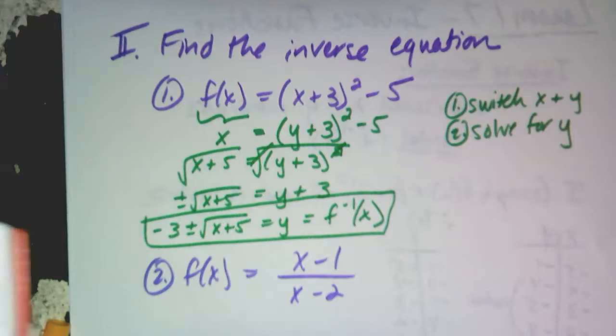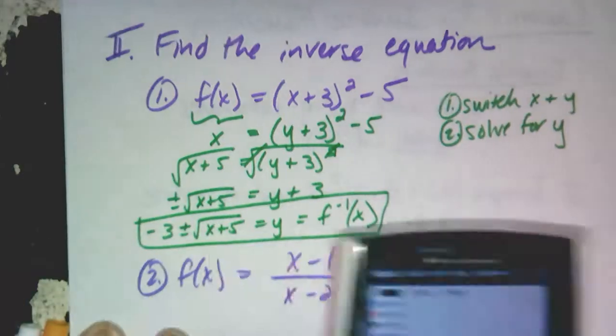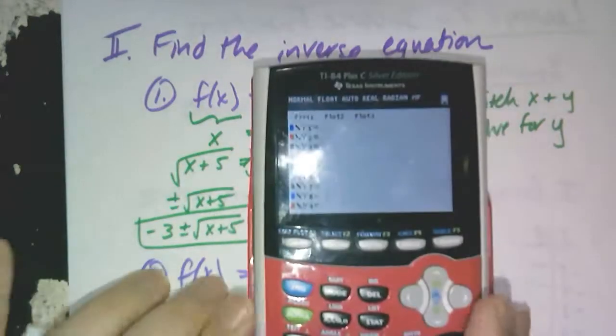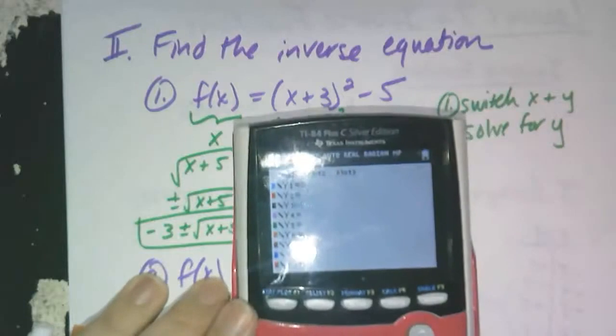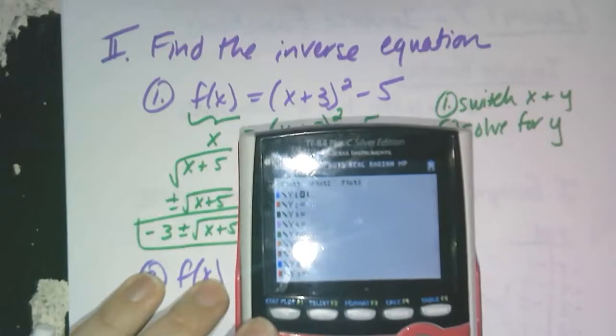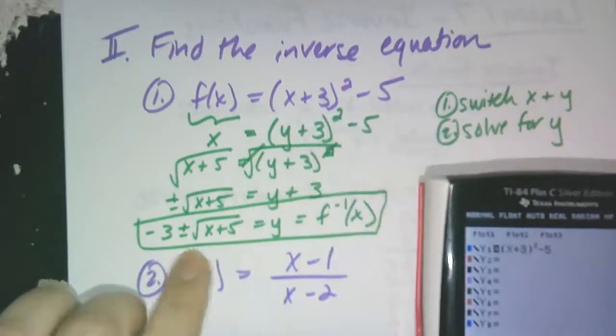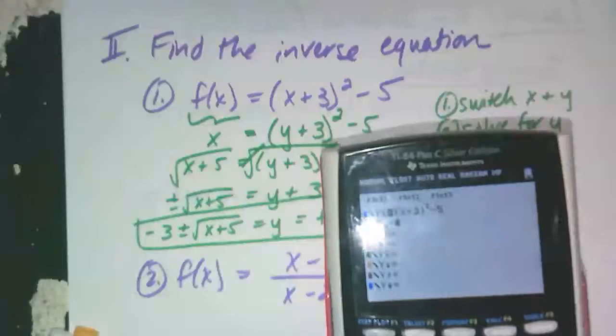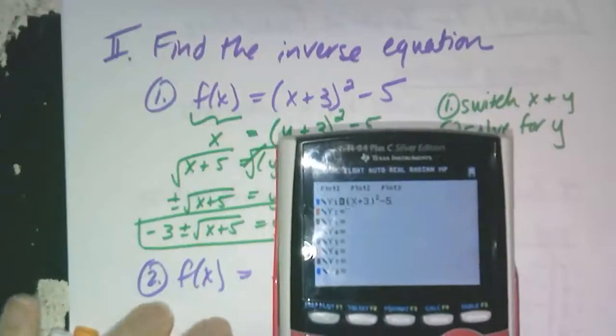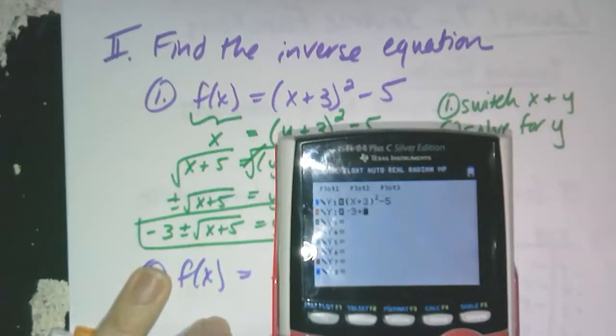Just to give you a picture here, let me graph the original: x plus 3 squared minus 5. And then for this one, if you want to graph this in your calculator, you actually have to do it twice on 2 separate lines. You have to do negative 3 plus the square root of x plus 5, and then you have to do negative 3 minus the square root of x plus 5.